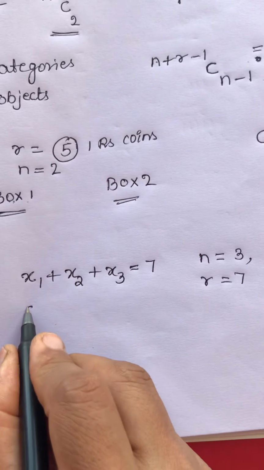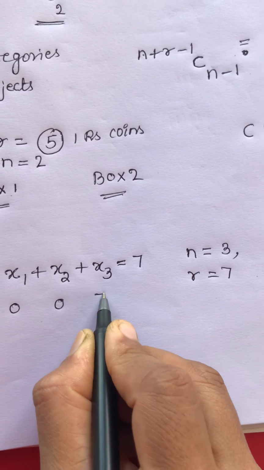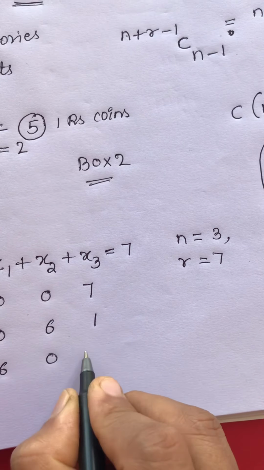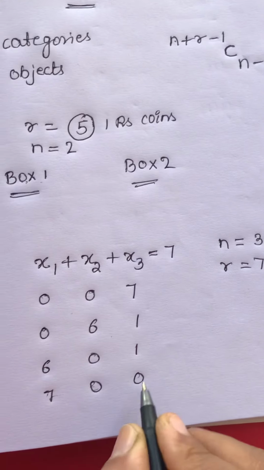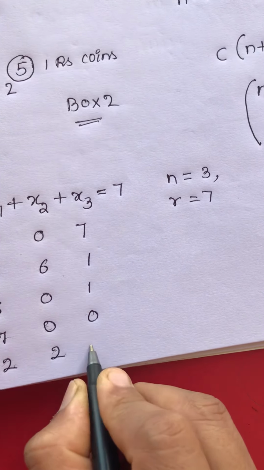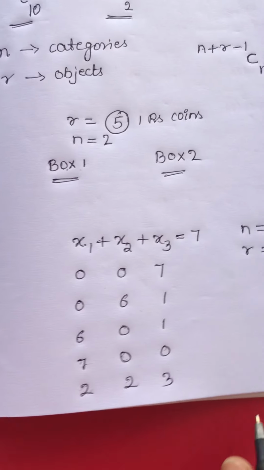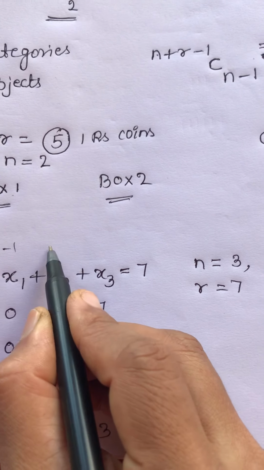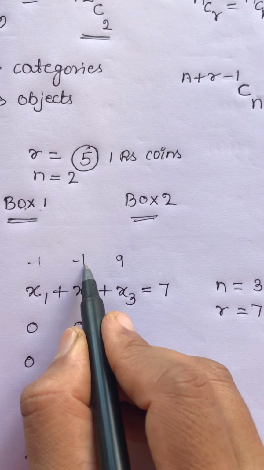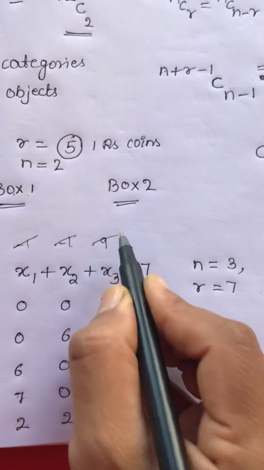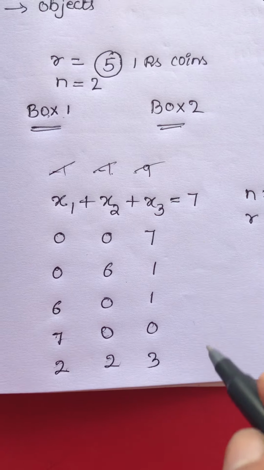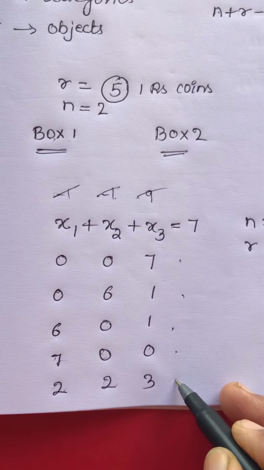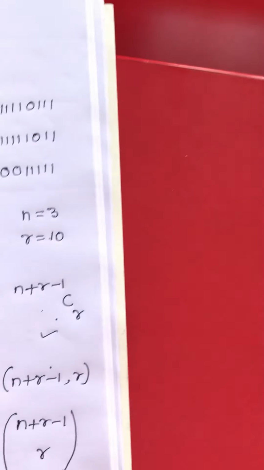So one possibility is x1 can be 0, x2 0, x3 7. Or it can be 0 6 1, or 6 0 1, or 7 0 0, or 2 2 3, right? So many solutions are possible, and we are not finding negative solutions. We are not taking like minus 1 and 9, 9 plus minus 1 is 7. No, we are not taking negative solutions. We are finding non-negative solutions. So how many such solutions exist? Even that is given by the same formula.